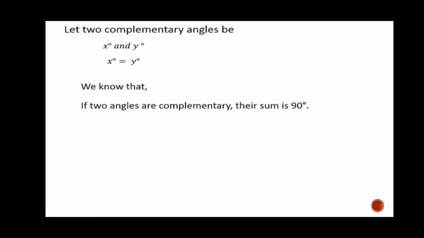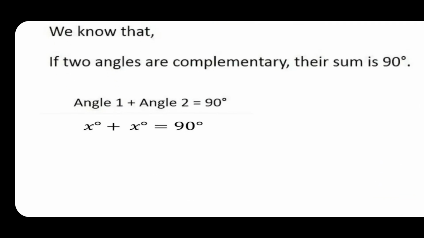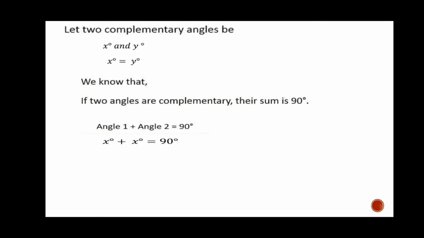So we know that if two angles are complementary, their sum is 90 degree. Therefore angle 1 plus angle 2 equals 90 degree. So if we add both the angles, we will get 90 degree. Now why have we written x degree and x degree here? Because you know that in the question it is given that x degree is equal to y degree. So in place of y we have placed the value x degree because y and x both are equal.